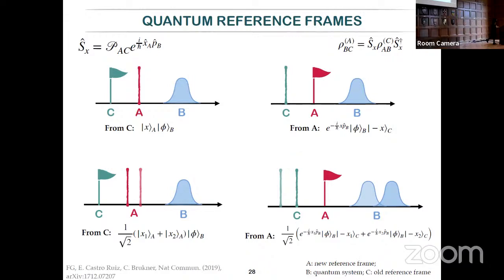From this equation, you can see a pretty general feature of the quantum reference frame transformation: I can map a product state to an entangled state, and I can also do the opposite. I can map an entangled state to a product state. Is this surprising? No, because the transformation is an entangling transformation.